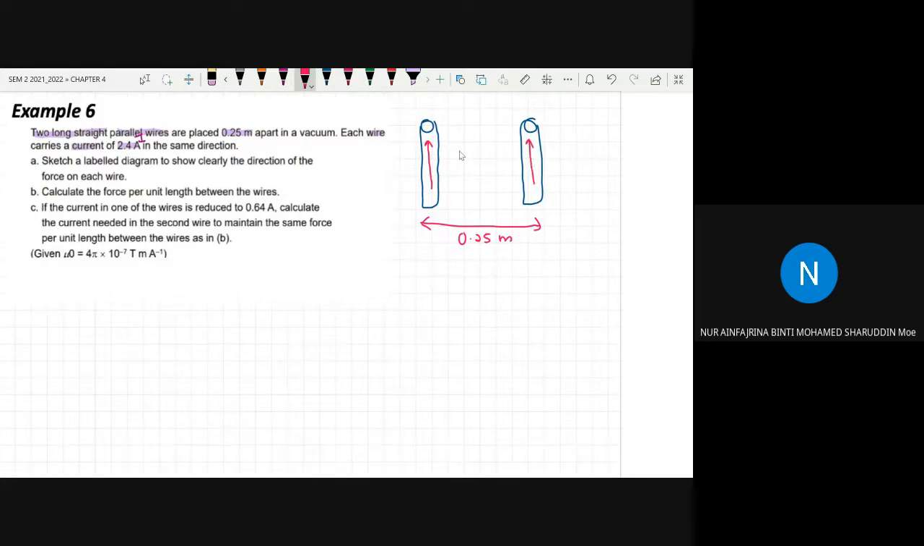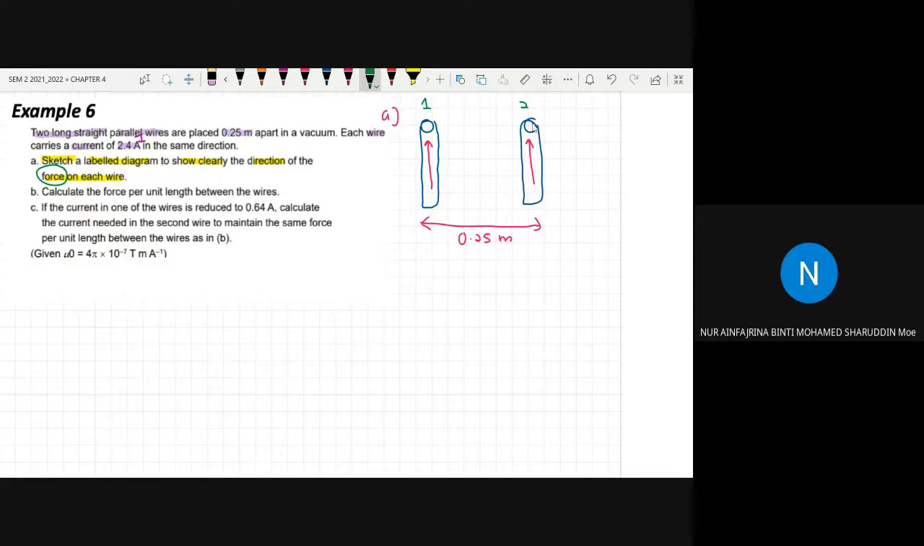Okay, so the first question asks us to sketch. Miss pun tak perasan soalan dia. Okay, sketch a labeled diagram to show clearly the direction of the force on each wire. Jadi, kena cari direction of magnetic force on each wire. So, kita tahu Miss akan anggap ni wire 1 dan ini wire 2. Macam Miss cakap, kalau nak cari dia punya magnetic force, kita kena cari dulu magnetic field dia. Dan kita tahu magnetic field of wire 2 yang akan influence magnetic force on wire 1. Okay, kita cari dulu magnetic field dekat wire 2.